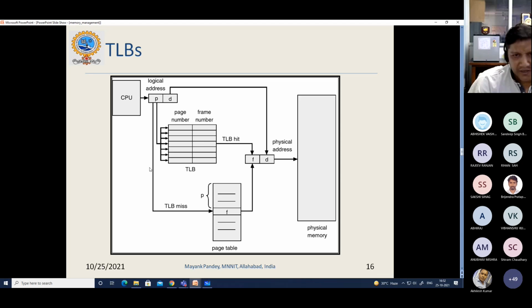Associative memory is costly because you have to have parallel comparators. The page number will be compared in parallel with all the page numbers in the TLB. If there is a hit, you get the frame number, add the displacement, and get the physical address. Otherwise, if there is a miss, you have to follow the whole process. Go to the page table, get the frame number, add the displacement, get the physical memory address. So this can be improved.